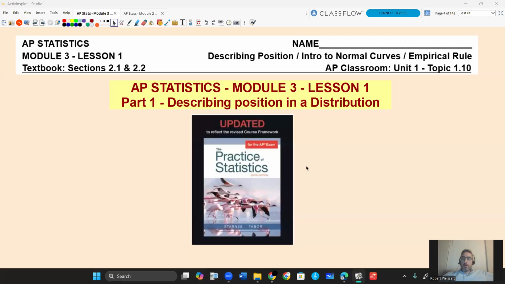Hey everyone, Mr. Weiser. We're going to be going over Module 3, Lesson 1. This is going to be in your new booklet for Quarter 2. So let's begin. In your textbook, it'll be found in sections 2.1 and 2.2.